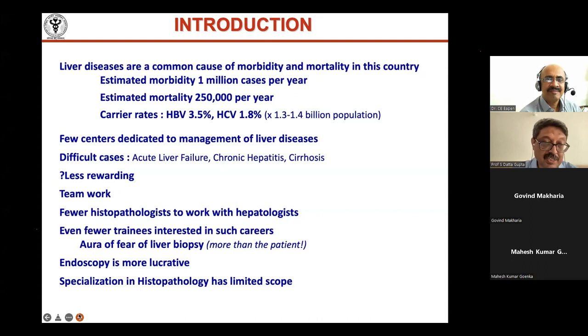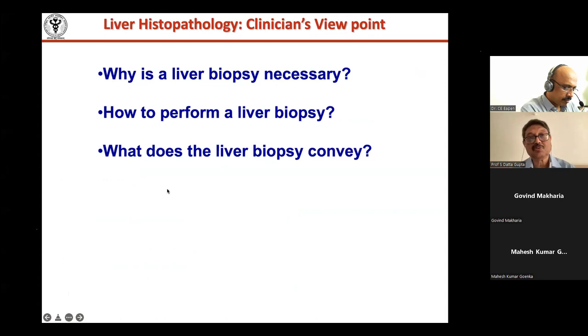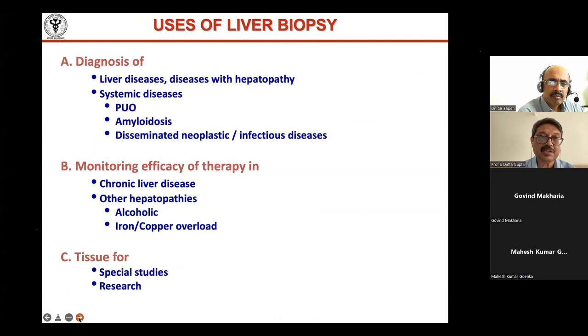So with this, there's a fear of liver biopsy, both in the clinician, often more than in the patient, as Dr. Eapen rightly pointed out. There are many things associated with this. And there's very limited specialization in histopathology of the liver. So it's very important that you know why the liver biopsy is necessary, how it's performed, and what it conveys. So we'll go to the indications, technique, interpretation.